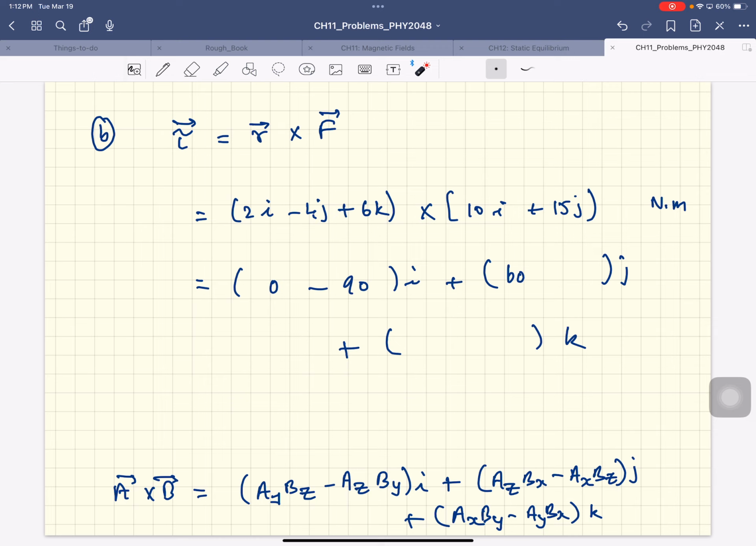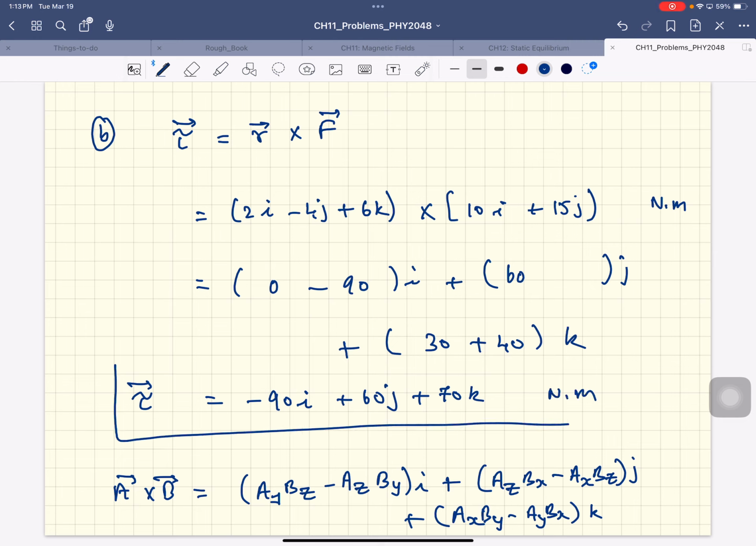30k? Okay, AX BY, so that's 30 minus AY times 40. But that's minus, so it'll be positive. So it's 30 plus 40, 70. All right? Everybody agree? So it's minus 90i plus 60j plus 70k. That's the torque. Units are Newton meters.